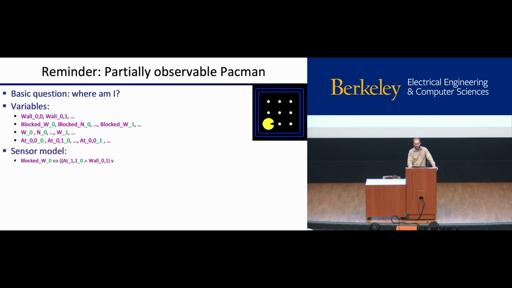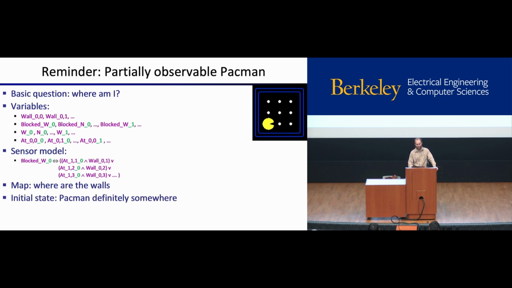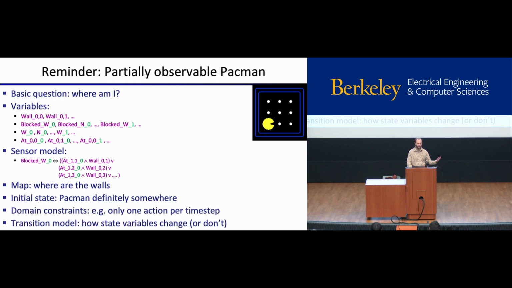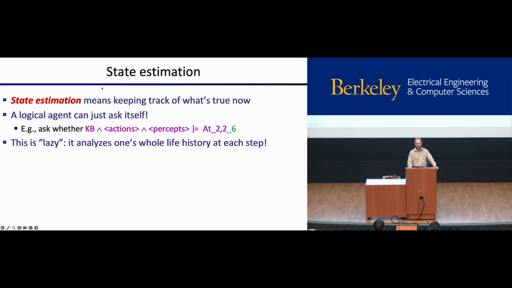Then we have our sensor model, which says how the sensors relate to the facts about the world. So he's blocked to the west if and only if he's at 1-1 and there's a wall at 0-1, or he's at 1-2 and there's a wall at 0-2, and so on. The map, where are the walls? We give Pac-Man that, let's say. And the initial state, Pac-Man's definitely somewhere. There's only one action per time step. That's an example of a domain constraint. And the transition model, how the state variables change, or maybe they don't. And from this, Pac-Man can deduce where he is.